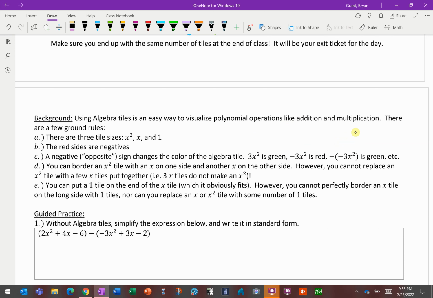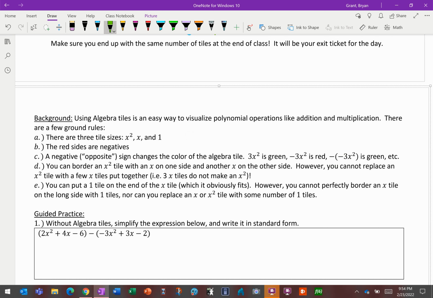If you have a tile like a green one, and then you put a negative in front of it, you need to flip your tile over to red. If you have 2 negatives in front, you flip it to red, and then you flip it back. A negative is an opposite or a reverse sign. We already talked about part D. You can border an x squared tile with an x, so you can put an x on the side, right? However, you can't replace x squareds. X's only go on the sides.